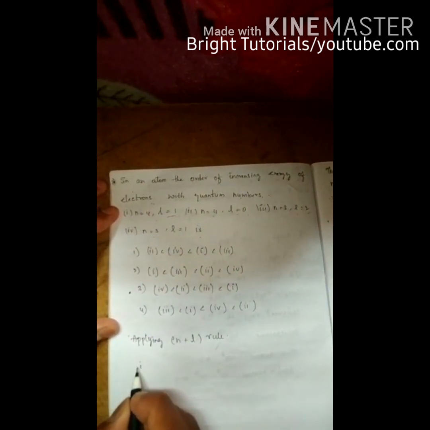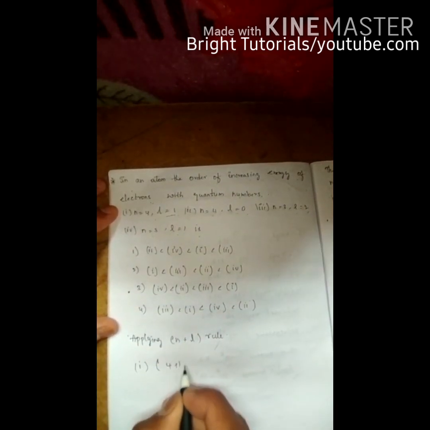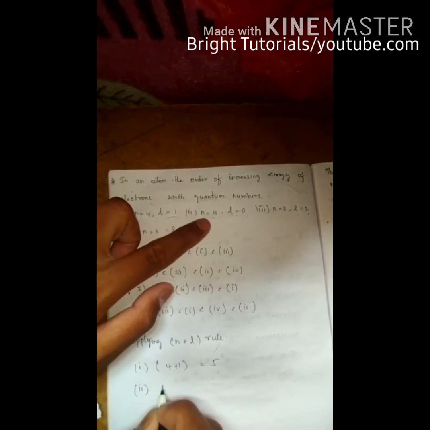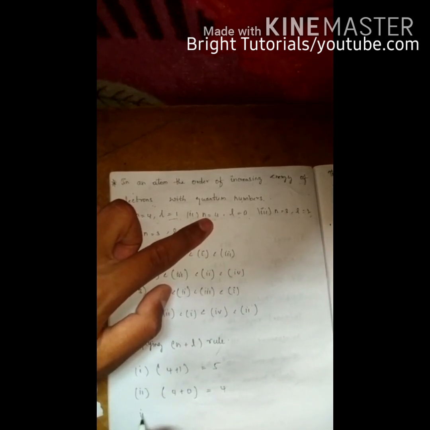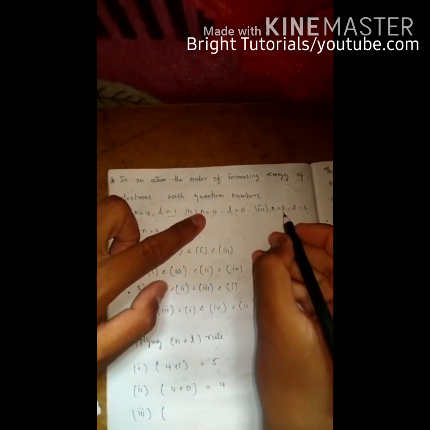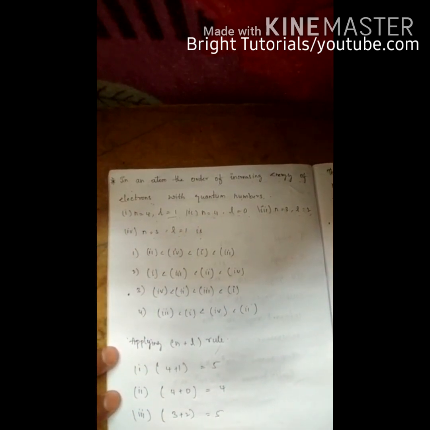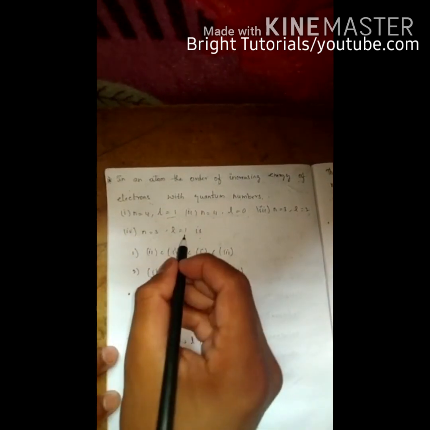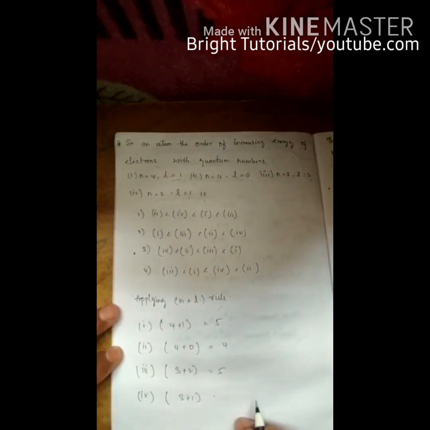For the first option, applying n plus l is equal to 4 plus 1, that is equal to 5. For the second one, n plus l is equal to 4 plus 0, that is equal to 4. And for the third one, n plus l is equal to 3 plus 2, that is equal to 5. And for the fourth option, n plus l is equal to 3 plus 1, that is equal to 4.